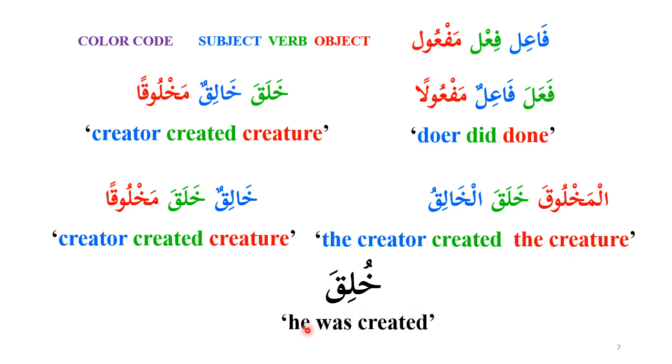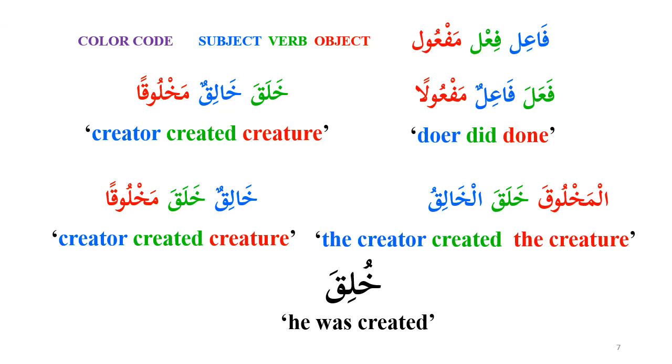Khuliqa means he was created, right? He was created. Khuliqa, so he was created. And this kind of sentence, that the creature was created by the creator, is not possible in Arabic, and it's unnecessary actually. So the idea of the passive voice in Arabic is very different from the idea we understand with English.